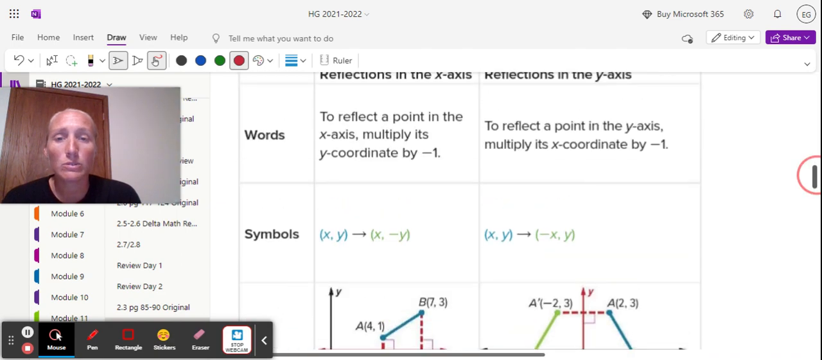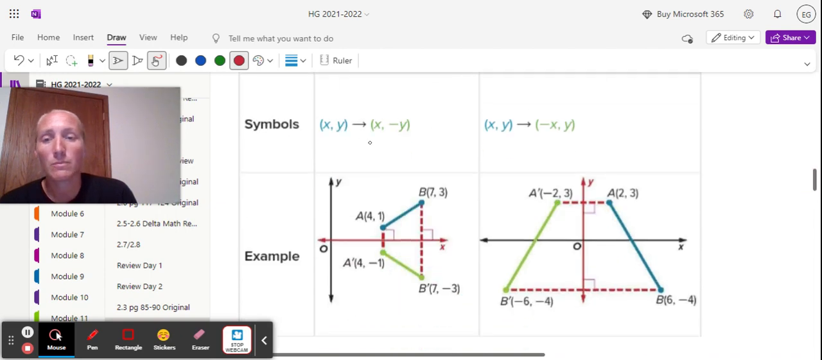Now, I don't like to memorize these. I like to think about what is happening. I like to draw myself a picture as we go. You're also going to have the symbols. This is called coordinate notation that you're going to see. What this is saying is if you take the pre-image (x, y), and every single time the pre-image is just represented by an x value and a y value, and you change it, your new values are going to be that same x value, and you're going to negate the y value. Okay, that's how that works.